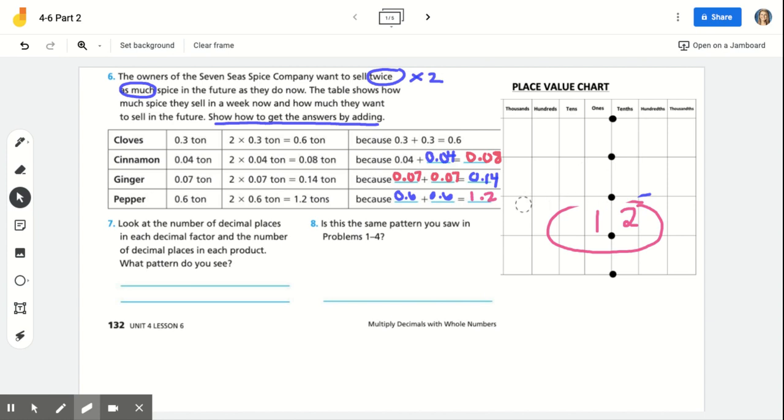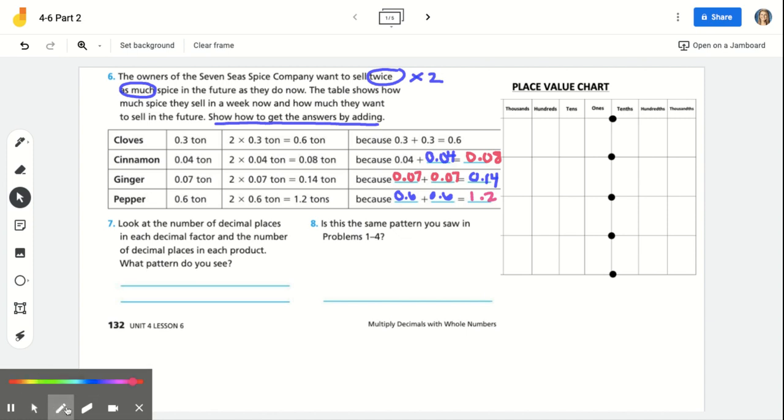Our completed table. Is yours complete like mine is? We're going to be looking for some patterns here. I'm going to read number 7 out loud. Please follow along closely with me. It says, look at the number of decimal places in each decimal factor and the number of decimal places in each product. What pattern do you see?